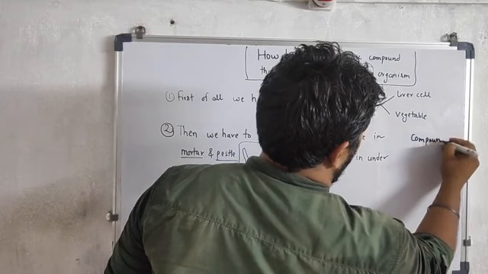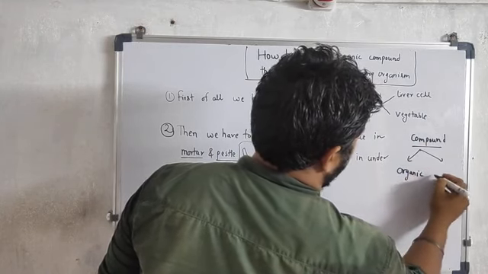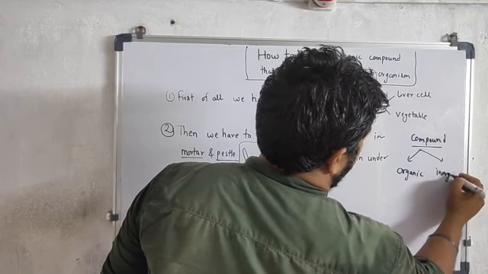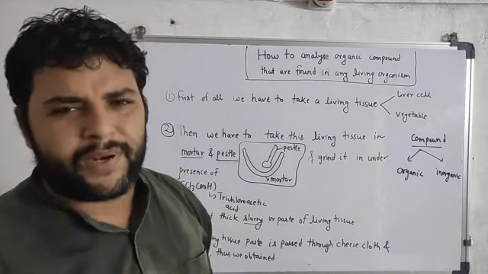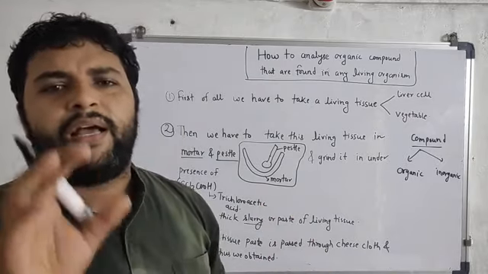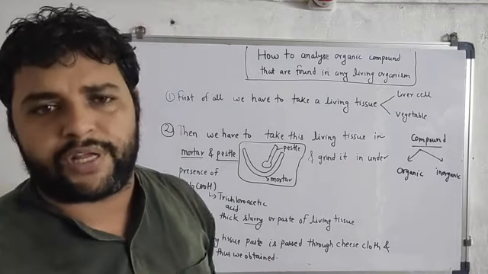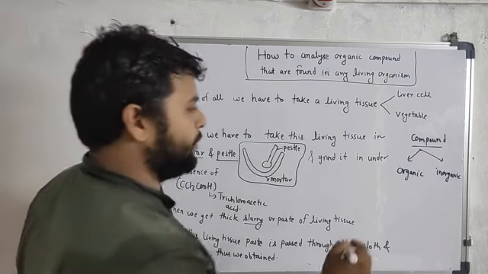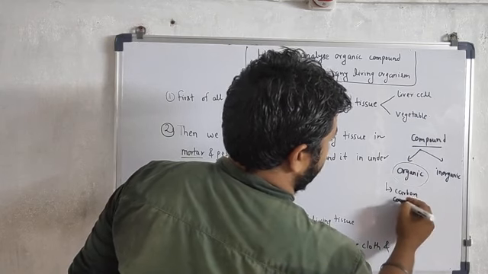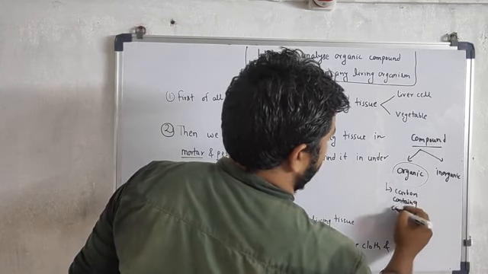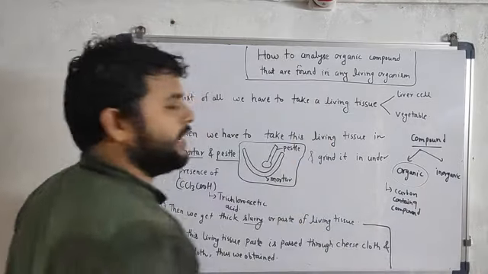A compound may be of two types. First, the organic compound, and second, the inorganic compound. What are organic compounds? Simply, you have to learn this: any compound that contains carbon is known as what? Organic compound. So simply, carbon containing compounds are known as organic compounds.